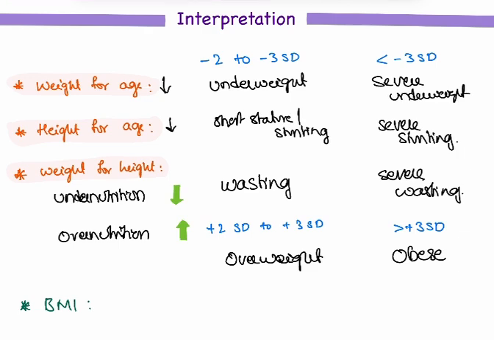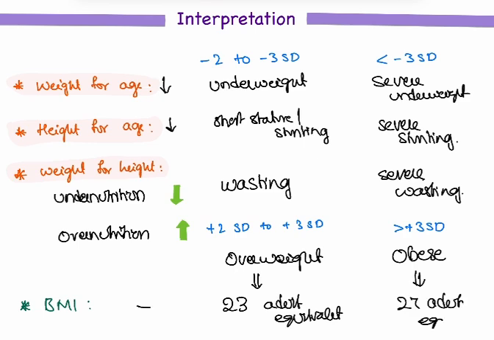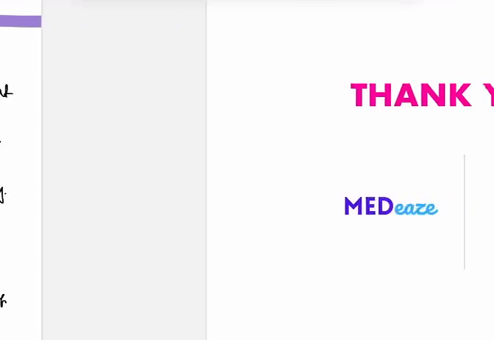According to BMI, the overweight category is equal to 23 adult equivalent and the obesity is 27 adult equivalent. Height for age decrease indicates chronic malnutrition, that is stunting. Decreased weight for height indicates acute malnutrition, that is wasting.